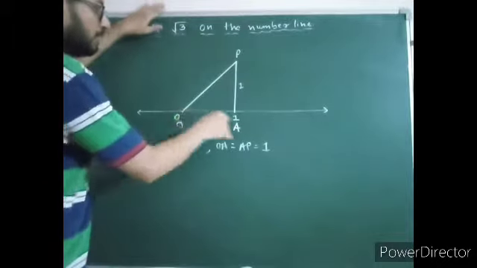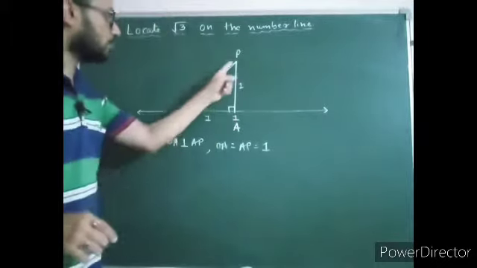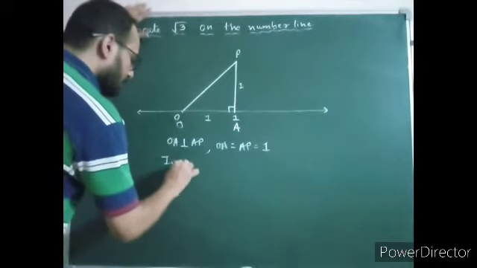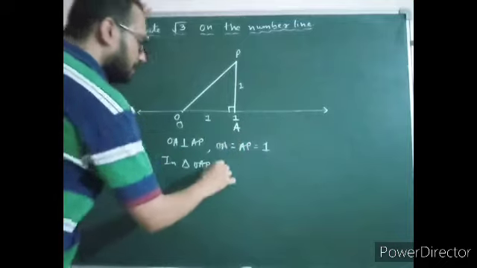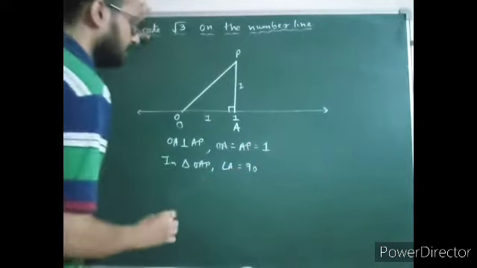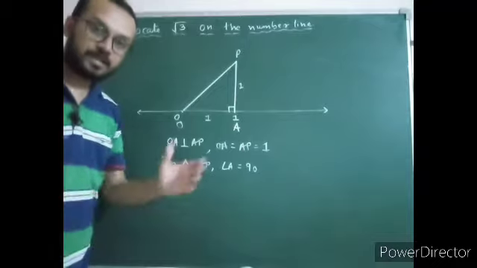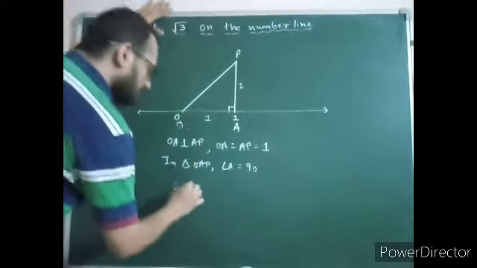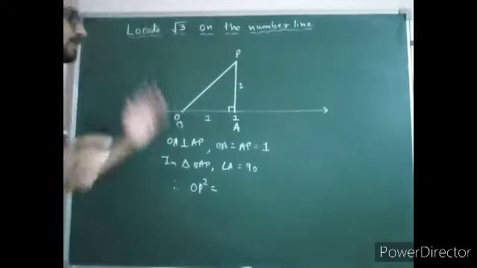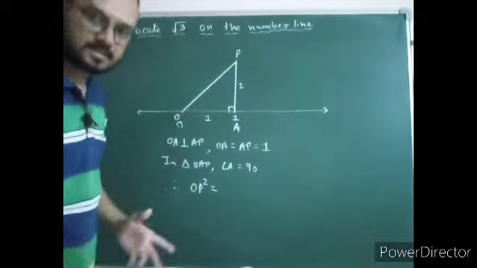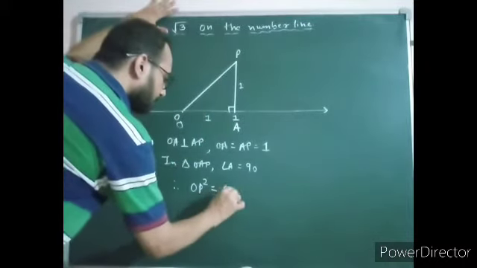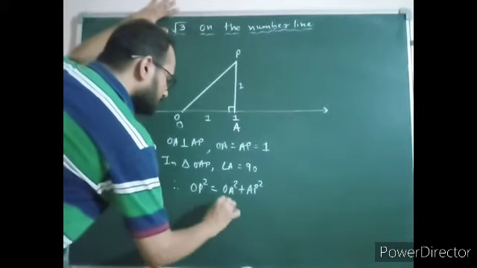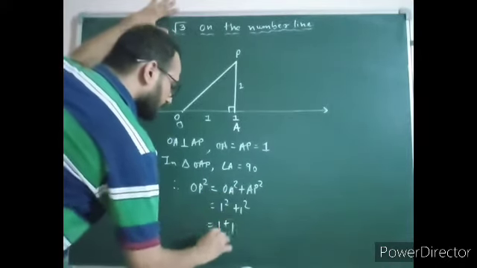So in triangle OAP, angle A is a right angle, so OP will become the hypotenuse in this triangle. So we can write in triangle OAP, angle A equals 90. It is a right angle, therefore OP is the hypotenuse. We can apply the Pythagoras theorem on this triangle. We know that the square of the hypotenuse, that is OP square, equals the sum of the squares of these two sides, that is OA square plus AP square. So it will be 1 square plus 1 square, 1 plus 1 equals 2.